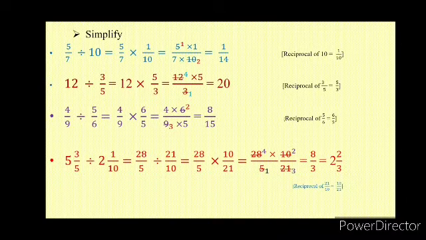Same way, reducing 10 and 5 in the 5 table, we get 2 times and 1 times. So the numerator is 4 into 2, 8, and the denominator is 3. And this is an improper fraction. So we convert it into a mixed fraction, we get 2 2 by 3.